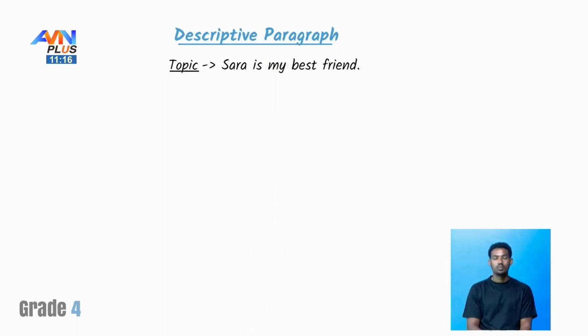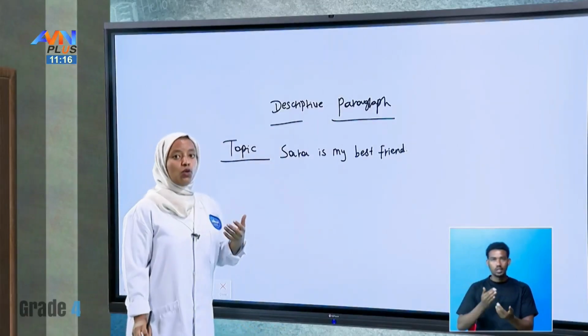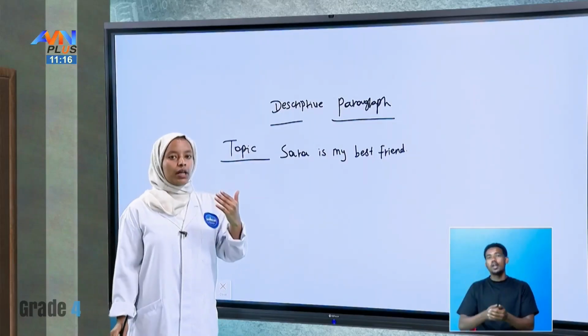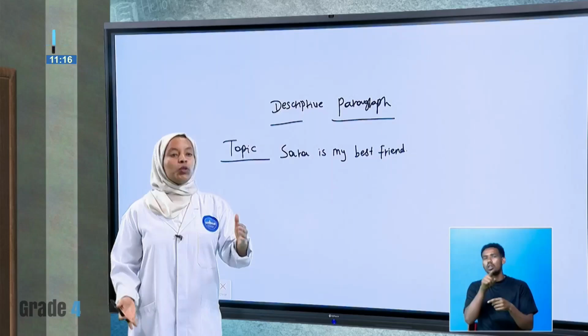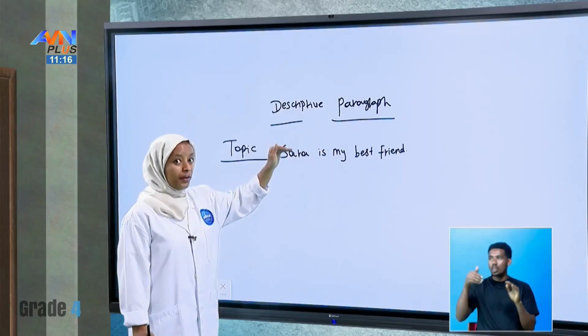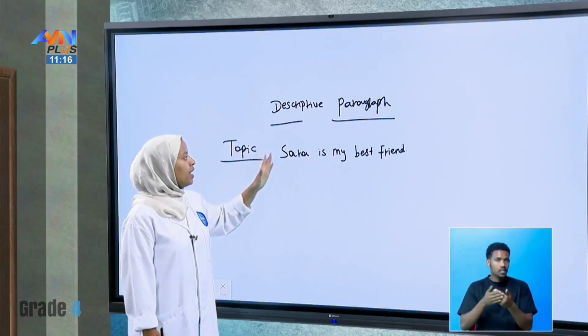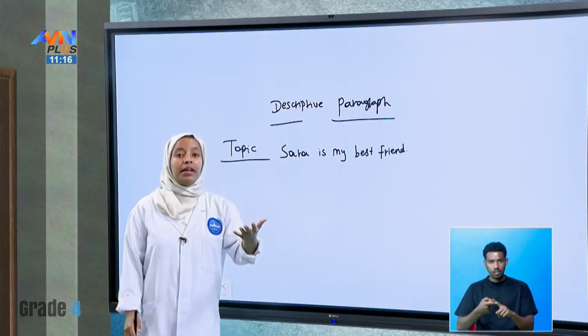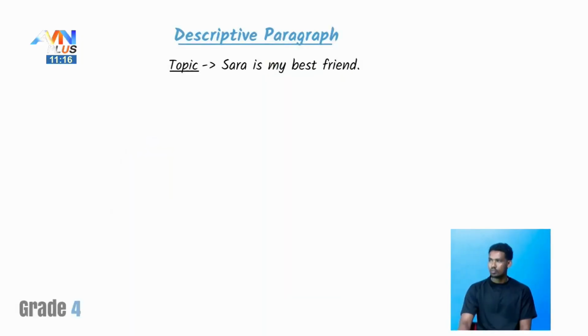So, look, students, the person who listens to this paragraph should easily understand what you are going to write about. This is the whole idea, and here we do it easily by telling the topic. Sarah is my best friend. The next part is details.